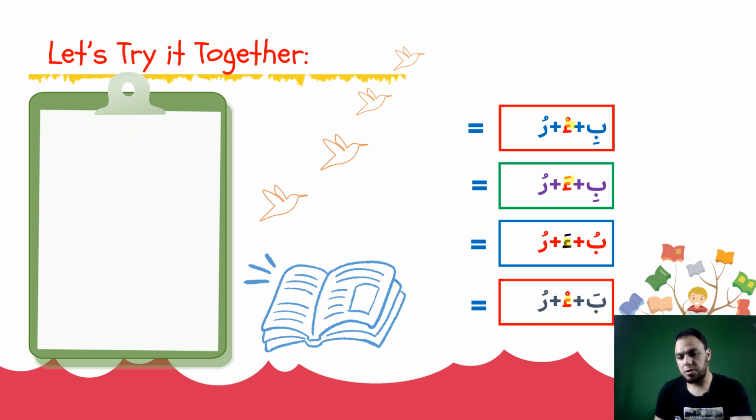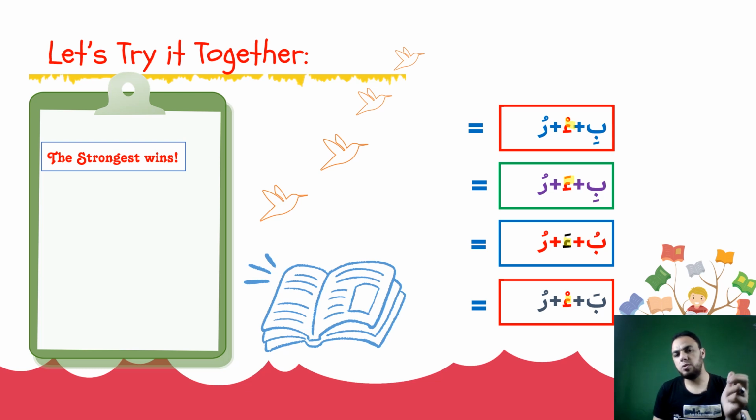There's a rule, I myself call it: the strongest wins. Which strongest do I mean here? I mean the harakat. What I mean by harakat is the vowels, which are the fatha, the kasra, the dhamma, or sukun. The strongest among the vowels, fatha, kasra, dhamma, sukoon, wins and should come first.